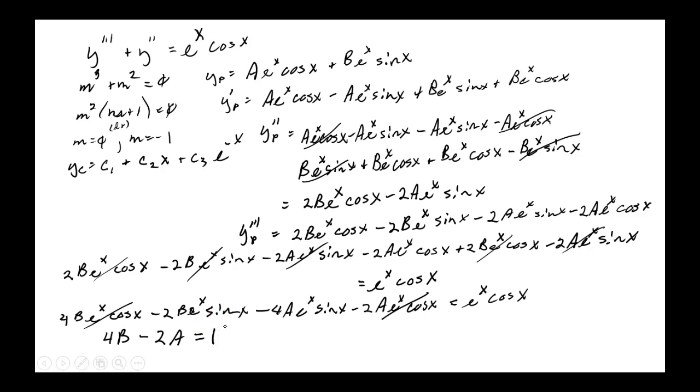I don't see the A component. Okay, say that one more time. Here's a e to the x cosine x. Here's an e to the x cosine x. That's 4b minus 2a. And over here's the e to the x cosine x. That must equal 1. So 4b minus 2a is equal to 1.